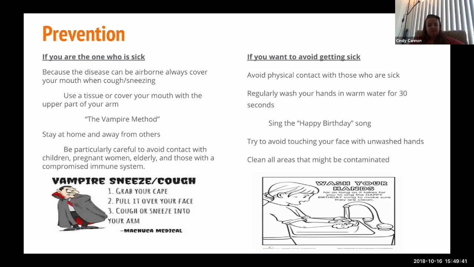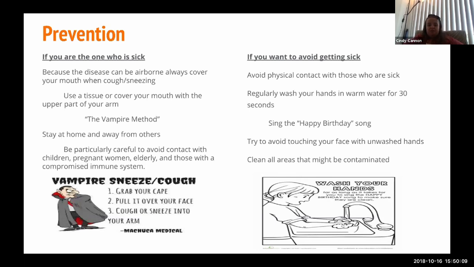Another common thing that you should do is try your best to avoid others. Typically just stay at home, stay in bed, and try to avoid contact with other people. But if you do have to go out, do your best to avoid people who are considered at higher risk than the average person. That's typically children, pregnant women, the elderly, or people who you know have a compromised immune system. So try to avoid close contact with them as long as you can.